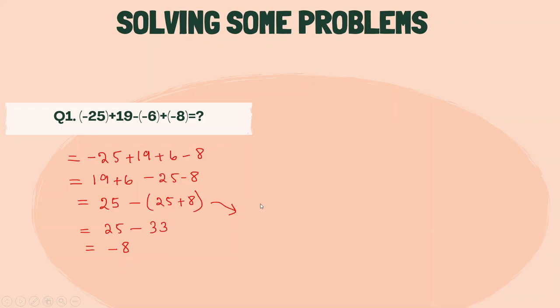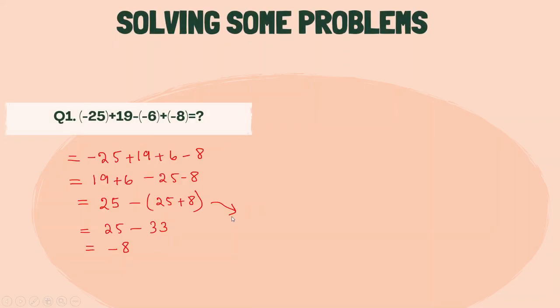Or you can do this method also. For that what you will do, you will take from this step 25 minus 25 minus 8. So 25 minus 25 is 0, 0 minus 8 equals minus 8. Okay. So minus 8 is the answer for both cases.